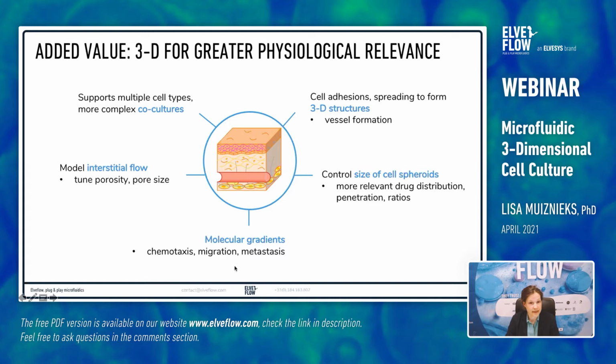The generation of stable molecular gradients across the porous matrix enables chemotaxis assays to study cell migration in response to a stimulus. Microfluidic culture platforms are also suitable for generating 3D cell spheroids, or clusters of cells, for high-throughput drug screening. The spherical shape itself provides a more relevant model of drug distribution and penetration into the core of a tumor, and the control of spheroid size enables homogeneous replicates for comparing the efficacy and toxicity of different drug concentrations.